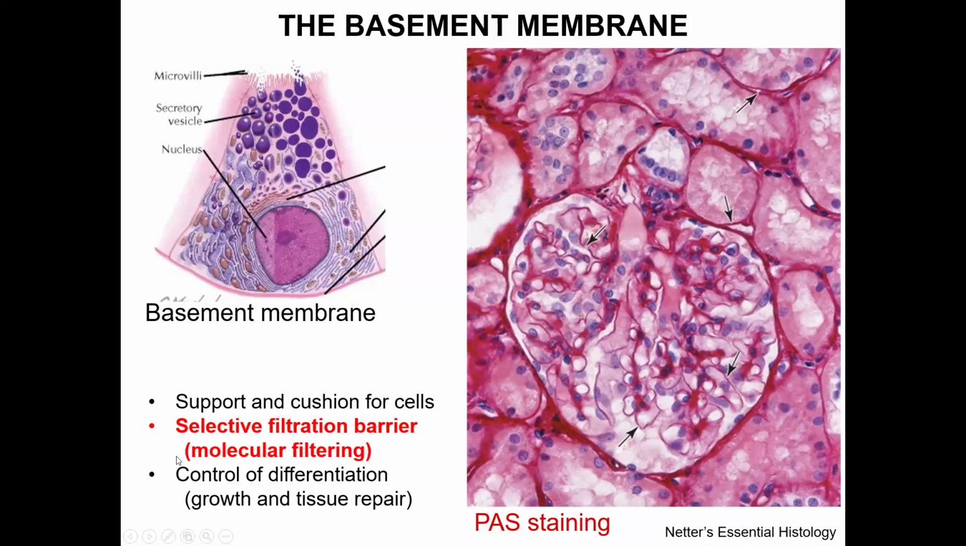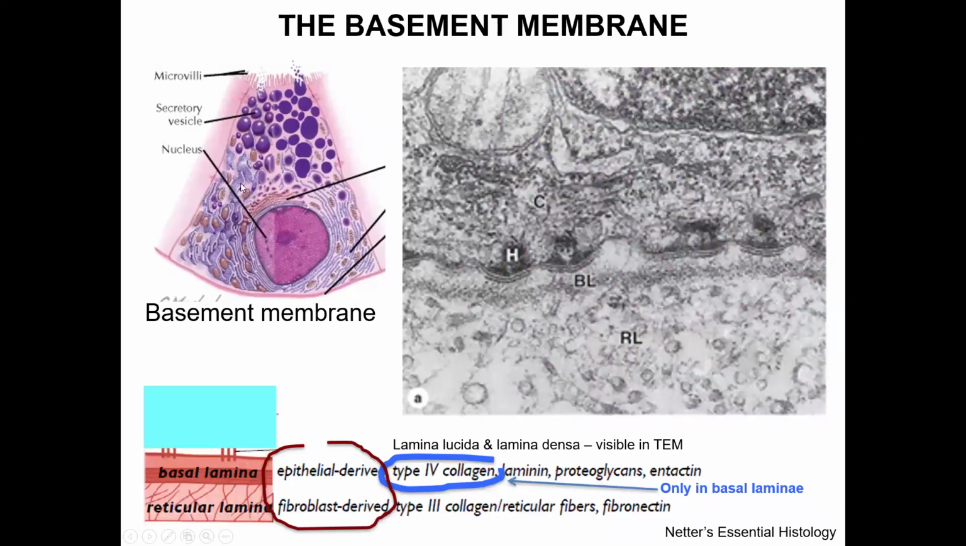The basement membrane serves as a selective filtration barrier in the kidney, and this is the renal corpuscle. What's in the renal corpuscle is the glomerulus, and the glomerulus is the site of filtration of the blood into a filtrate that later on becomes urine. But the filtration barrier is made by the basement membrane. It is important to know the layers that form this basement membrane.